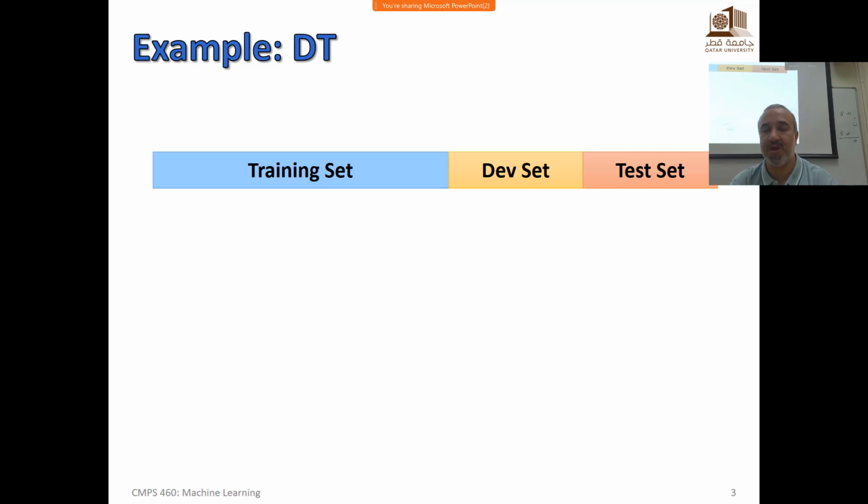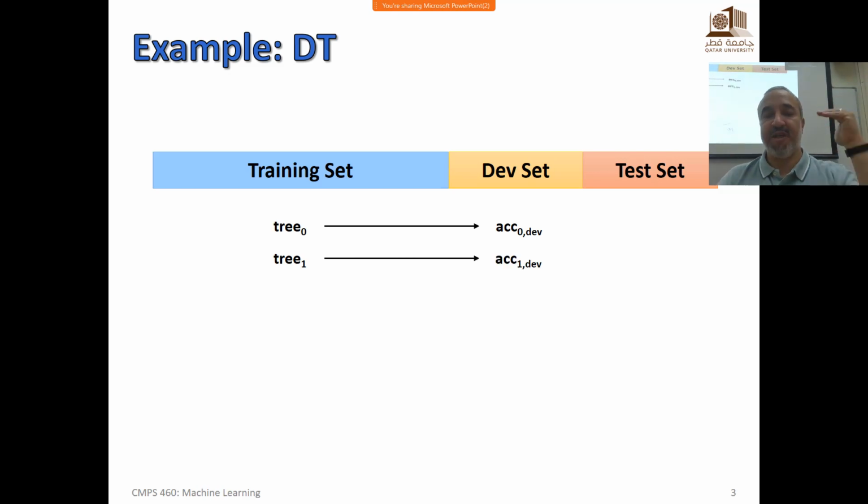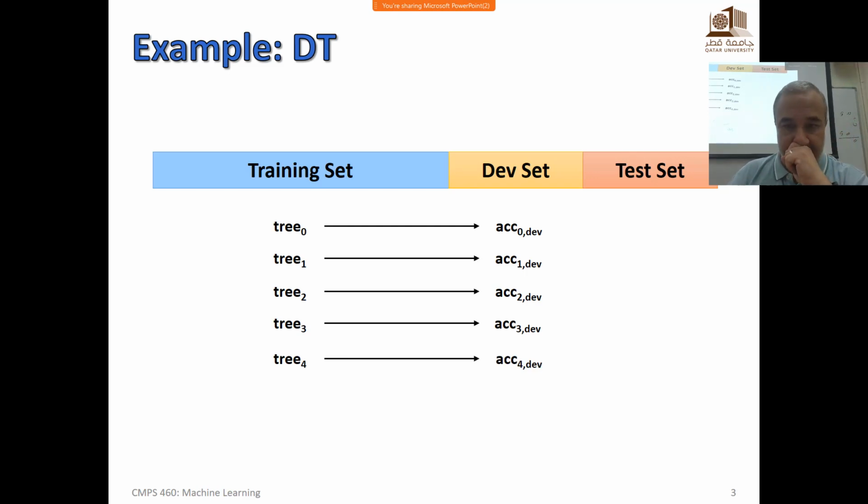And I think we saw also this example on decision trees when we want to tune the only hyperparameter of the decision trees, which is the depth, okay? So we trained trees with different depths. For every depth, we compute the accuracy on the dev set. So we compute the accuracy for a tree at depth zero, then we built another tree at depth one, compute the accuracy for it, and depth two, depth three, and depth four. Of course, we can continue with that if we want, but here we stop at four. And then we pick the best depth. How do we pick the best depth?